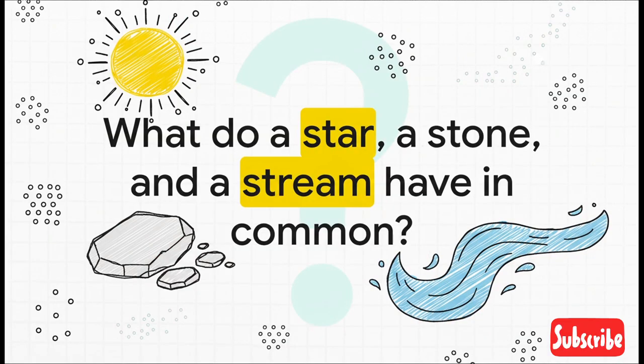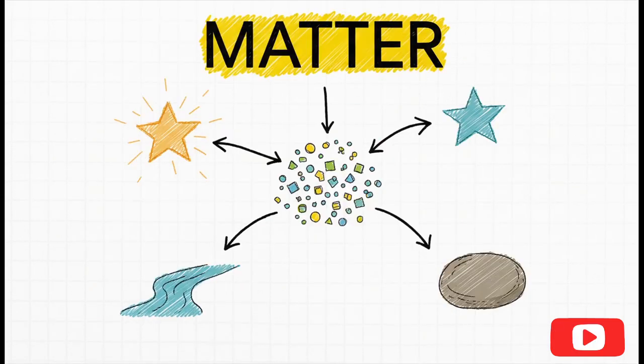Okay, let me ask you something. Think about this for a sec. What does a star, millions of miles away, have in common with a simple stone you could pick up and a flowing stream? I mean, really think about it. One's a giant ball of burning gas, one's a solid rock, and the other's, well, water. What could possibly connect all three? Believe it or not, the answer is just one single word: matter.